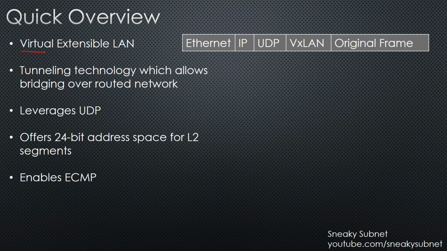VxLAN stands for Virtual Extensible LAN. It is a tunneling technology which allows bridging over routed network. It is very similar to MPLS, Layer 3 VPN. And you can also draw parallels with other tunneling technologies, for example, DMVPN. The most popular application for VxLAN is data center networking, including intra-DC forwarding as well as inter-DC forwarding.